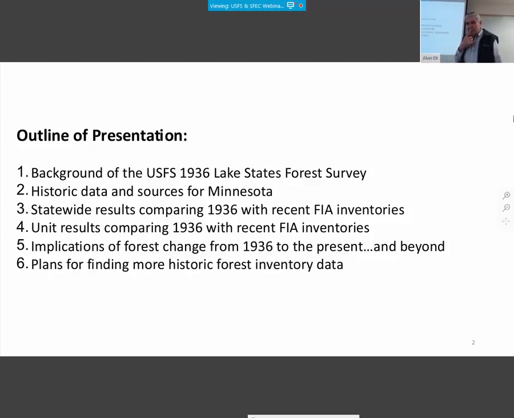So in terms of a story today, I want to talk about the background of the Lake States Forest Survey, the historic data and sources, statewide results looking at 1936 principally and today, and unit results comparing 1936 with FIA inventories. Spend some time on implications of this work in terms of change, in terms of methodology, and finishing with how do we find some more of these data.